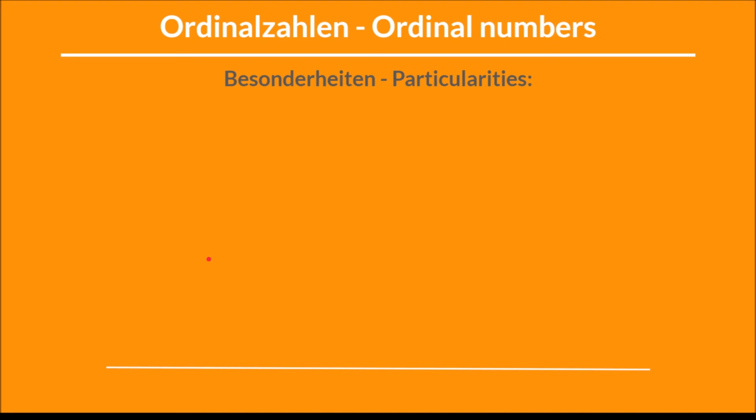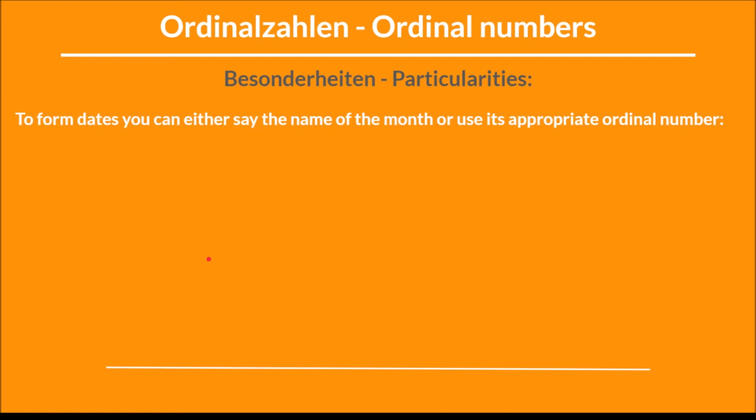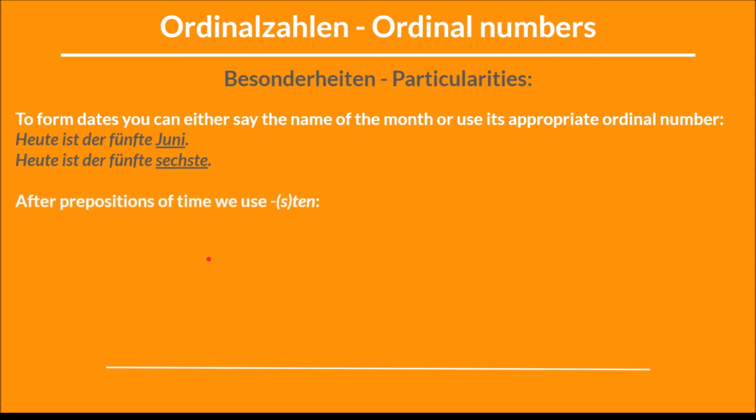Besonderheiten, particularities. To form dates, you can either say the name of the month or use its appropriate ordinal number. Heute ist der 5. Juni, or you could say, heute ist der 5.6., because it's the 6th month of the year. After prepositions of time, we use the ending ten or sten. Am 5. Juni ist mein Geburtstag. So the preposition here is am, and therefore we need to change the ending from te to ten.